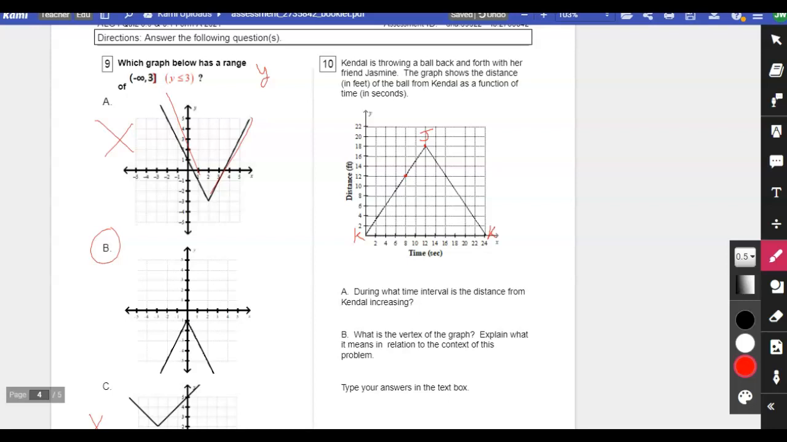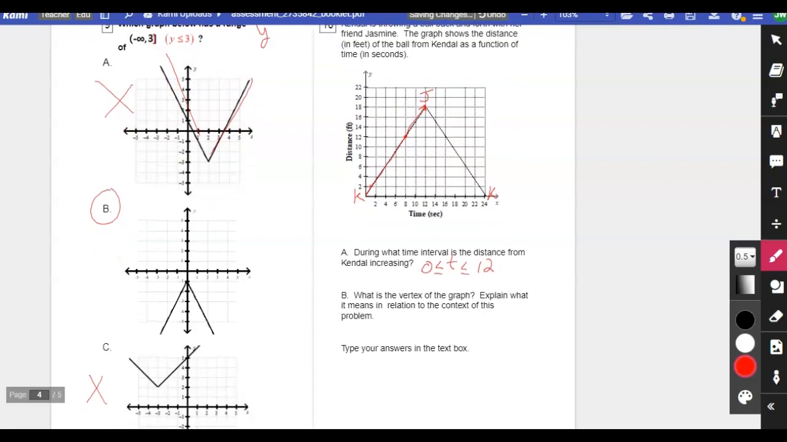It says, during what time interval is the distance from Kendall increasing? Right here is where we have our positive slope. And some of you would start here or here. Really, it should be here. We'll do t for time. And then it goes all the way up to 12. What is the vertex of the graph? The vertex of the graph is 12, 18.